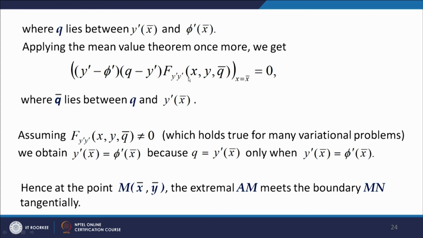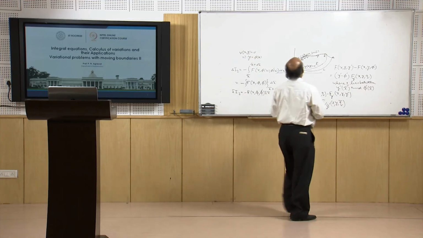Now let us assume that f_ψ'ψ' at q̄ is not equal to 0, which holds true for many variational problems. Then we shall obtain ψ'(x̄) equal to φ'(x̄), because q equal to ψ'(x̄) will hold only when ψ'(x̄) equals φ'(x̄), since q lies between ψ'(x̄) and φ'(x̄). So q can be equal to ψ'(x̄) only when ψ'(x̄) is equal to φ'(x̄). But ψ'(x̄) equal to φ'(x̄) means what?